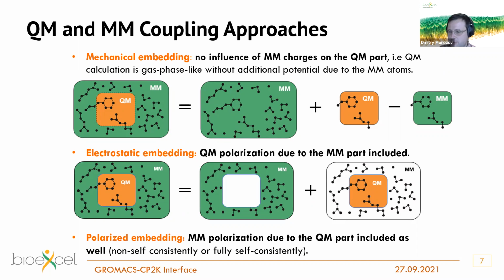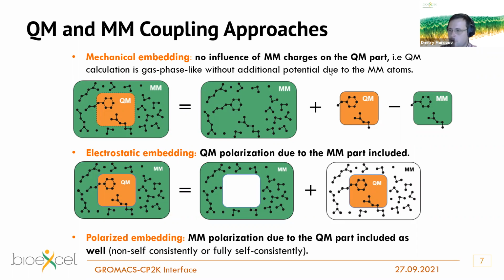And there is a third embedding method. It's called polarized embedding, or polarizable embedding, where you also include polarization of your MM charges due to the QM density. This usually happens when you have a so-called polarizable force field, but this method is much more expensive and not so widely used now. So basically you also include back polarization in that case.